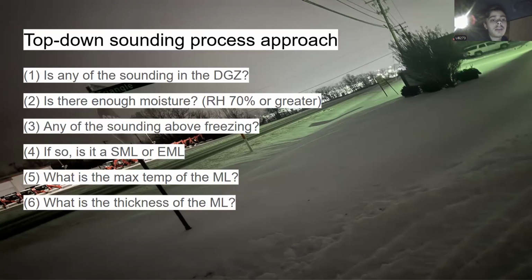Top-down sounding process approach. We already talked about this in the last video, but this is how you look at a sounding. You first see if anything is in the dendritic growth zone. You see if there's enough moisture, and you see if any of the sounding is above freezing. If so, is it a surface layer or melting layer? Then you look at the max temperature of the melting layer and the thickness to assess.